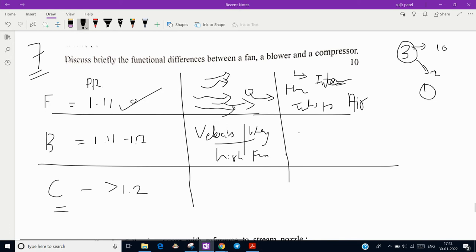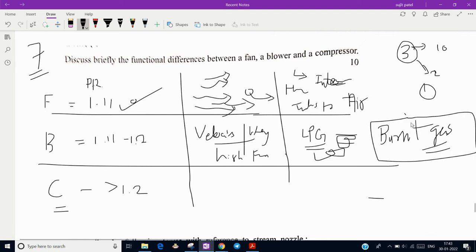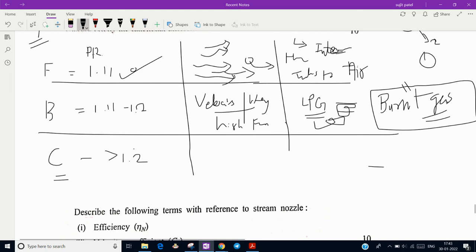Generally I have seen in industrial practice that LPG, liquefied petroleum gas, is first sucked from the storage, converted into gas and then burned, and the burnt gases can also be blown down through the blower, to increase the velocity of the burnt gases also. This facility we cannot achieve in a fan as well as in a compressor. And this is the main reason and the main function of the blower.